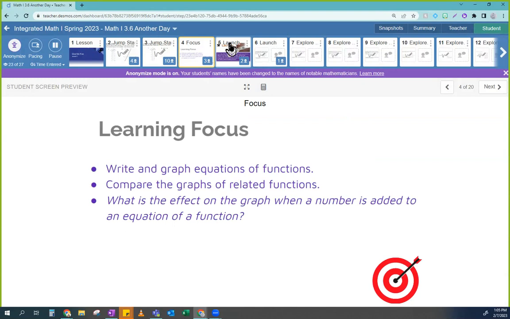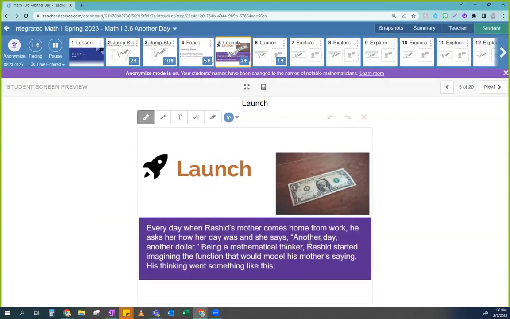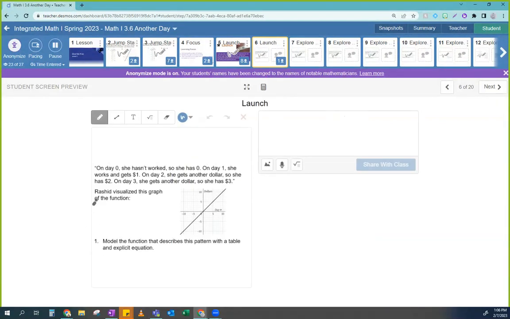All right, so here's what you'll be able to do today. Every day when Rashid's mother comes home from work, he asks her how her day was, and she says, another day, another dollar. Being a mathematical thinker, Rashid started imagining the function that would model his mother's saying. His thinking went something like this. On day zero, she hadn't worked, so she got $0. On day one, she worked and got $1. On day two, she got another dollar, so now in total she has $2. On day three, she gets another dollar, so now she has $3. Here's the graph. Model the function for this pattern with a table and an explicit equation. So go ahead right now and give me a table and an equation that represents his thinking.